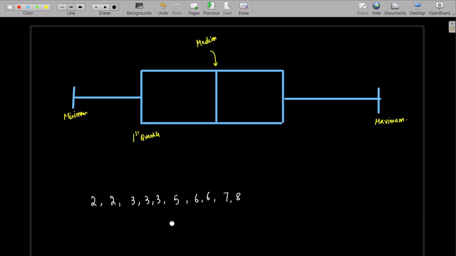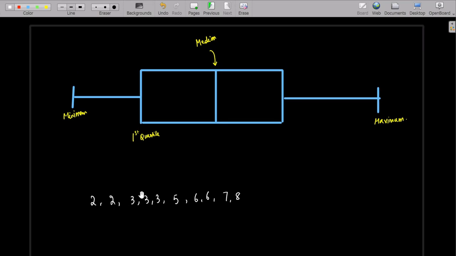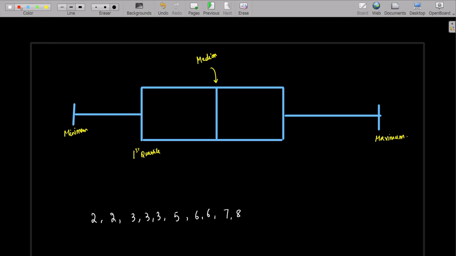Which point divides the data into 50% and 50%? That's your median. Median is the middlemost value, right? The central value. So the median divides your entire data into 50% points on the left side and 50% points on the right side.